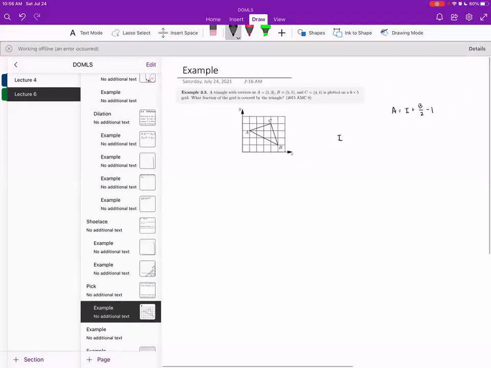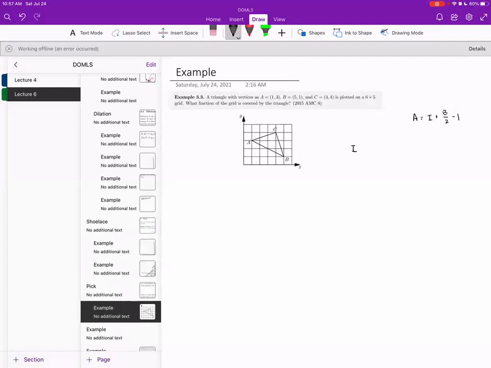So if we look at this grid, we have this triangle and then we have the grid. We know how big the grid is. It's just 6 by 5. So the area of the grid is 30. Now let's find the area of the triangle. We're going to use Pick's theorem.